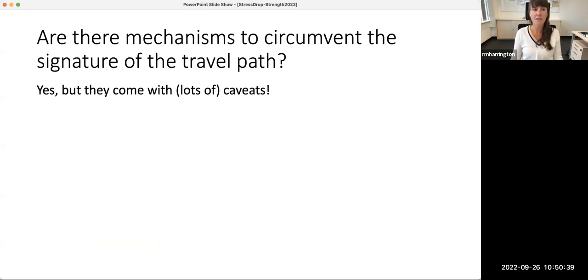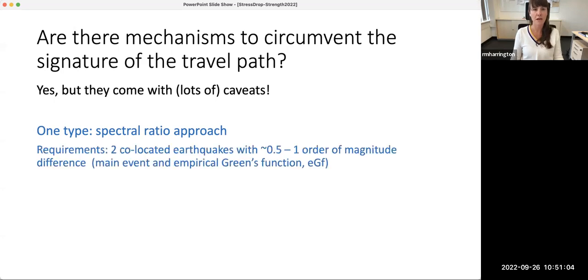So the question is, are there mechanisms or methods to circumvent the signature of the travel path and to account for the fact that we have different sources? Yes, there are. Each of them has its own caveats that we have to be aware of when we're using them. The most common type of approach is what was termed a spectral ratio approach.